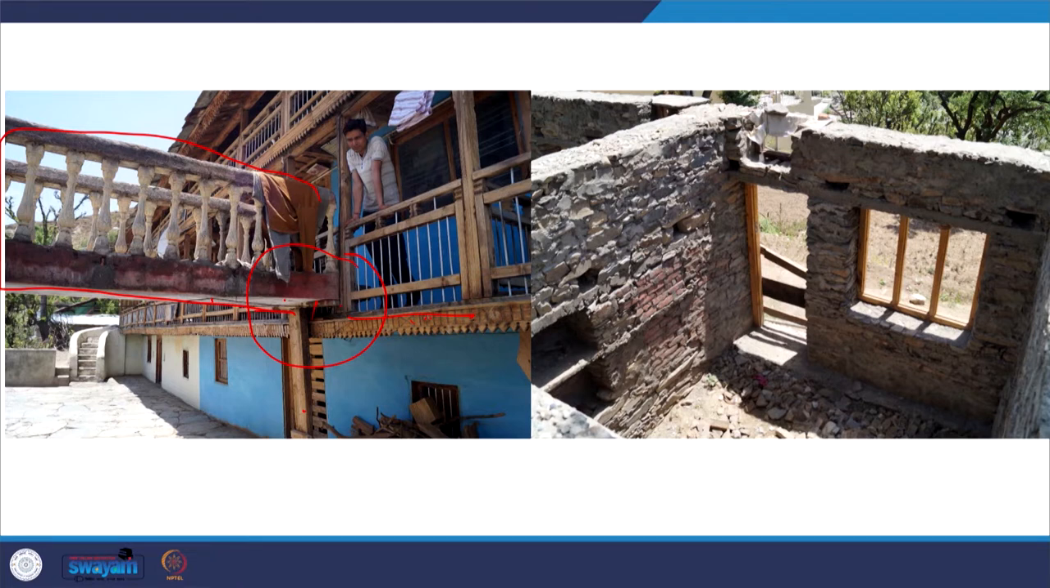Some of them are mixing various other materials, whatever they are able to get. Sometimes they use stone, sometimes they use brick within it, sometimes they are not using any sill bands. This is my observation: the present generations are not able to tap into the local knowledge that their ancestors adopted.